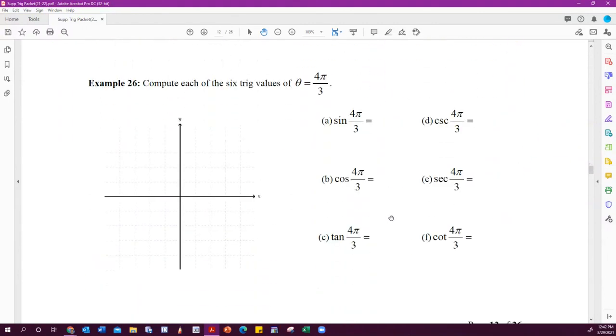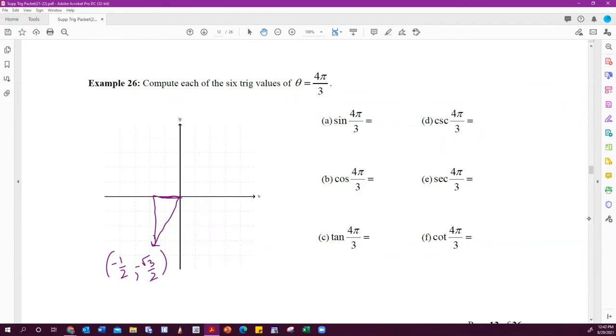How about a 4 pi over 3? So now they want us to draw a 4 pi over 3, so I'll do this my way. 4 pi over 3 is the one that comes down here. Since I know my unit circle, which is what I'm going to encourage you all to do too, I can see that I have a little x coordinate that's negative, and I have a big y coordinate that's negative.